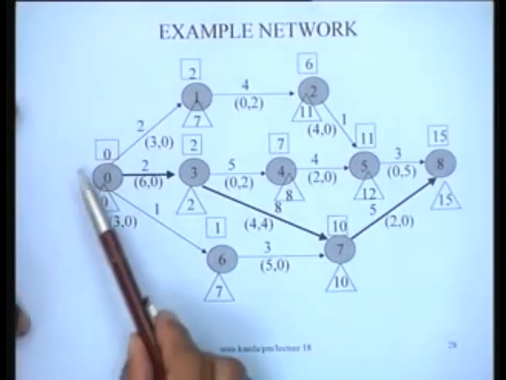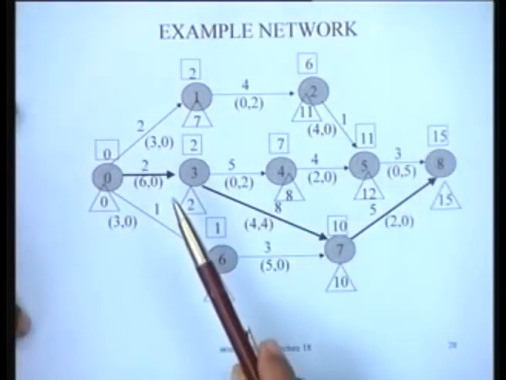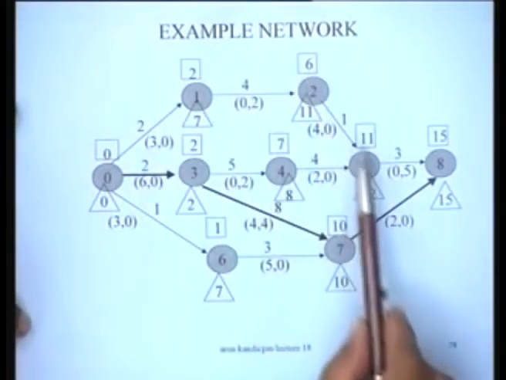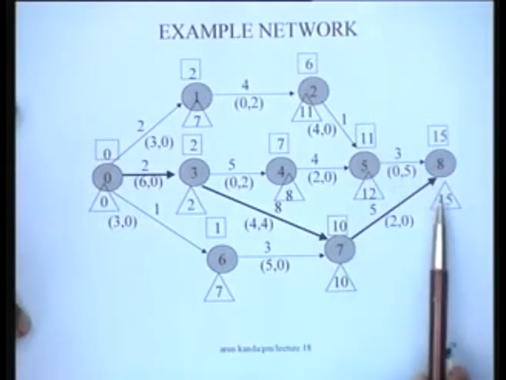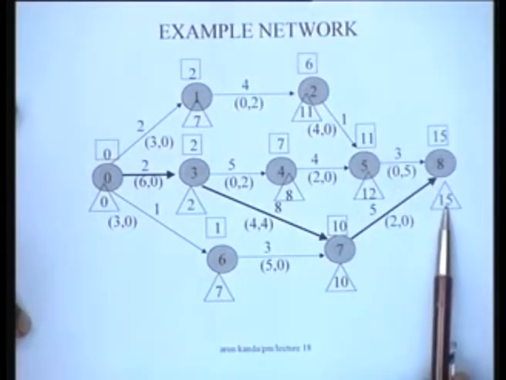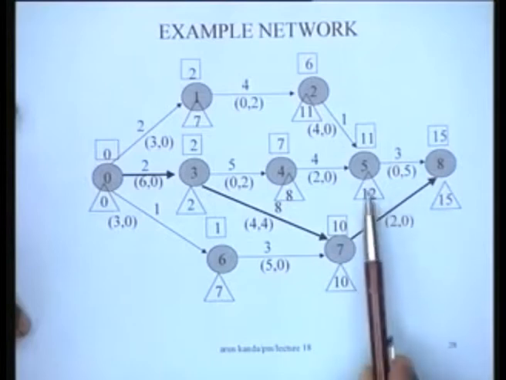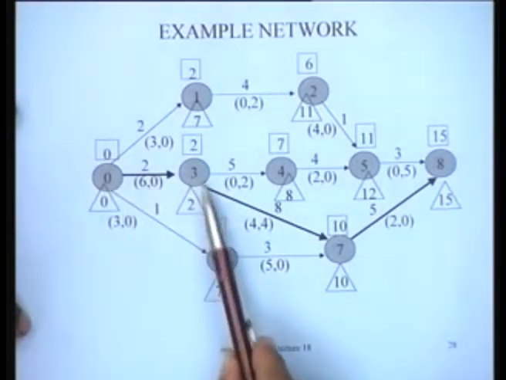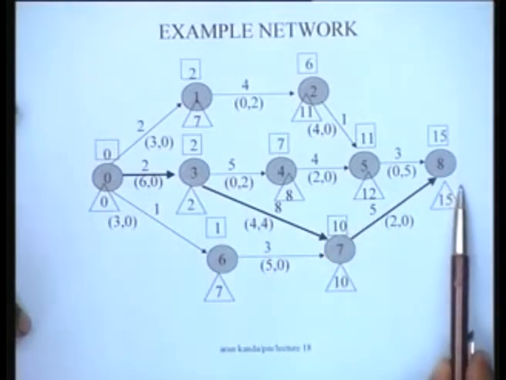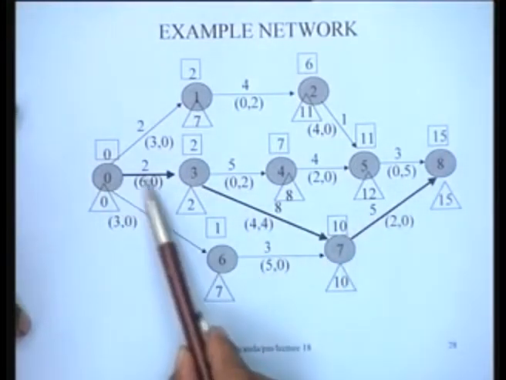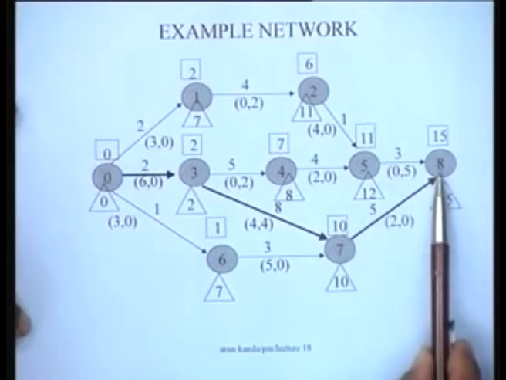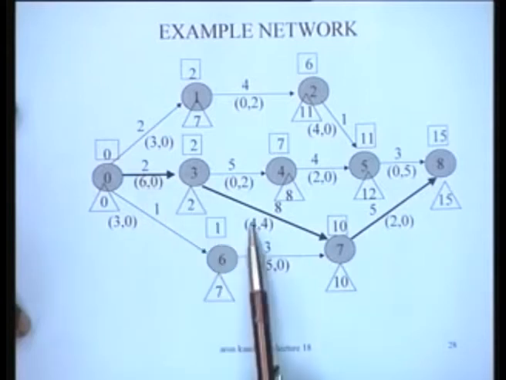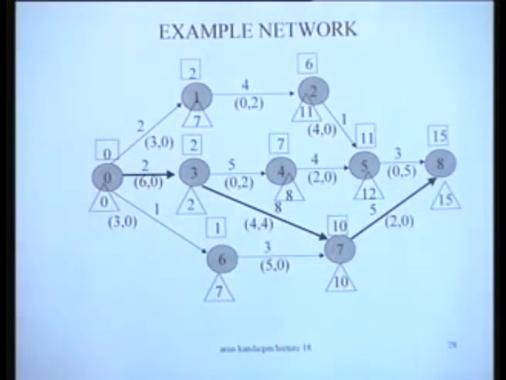So if you carry out a forward pass in this particular network with these time durations, you get these earliest occurrence times. If you carry out a backward pass, you have these times which are shown in these triangles here. These are the latest occurrence times for the nodes, and you can easily see that this is the critical path for this particular network. That means it has a duration of 15 days, and these are the resource requirements for this particular activity.